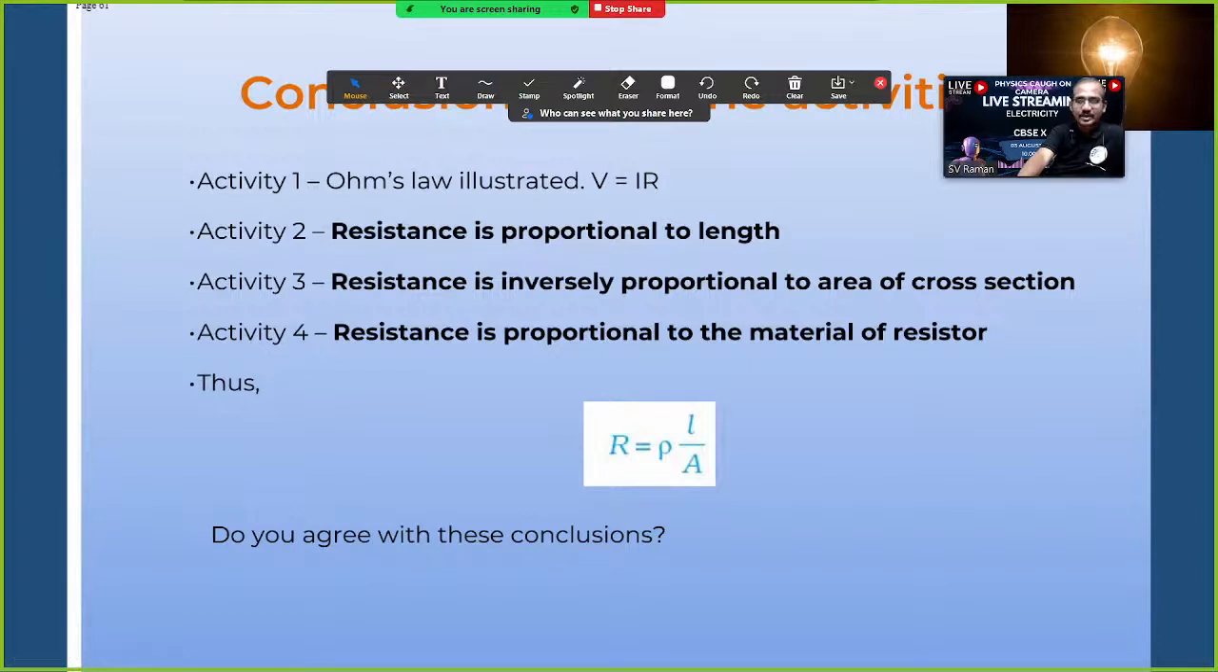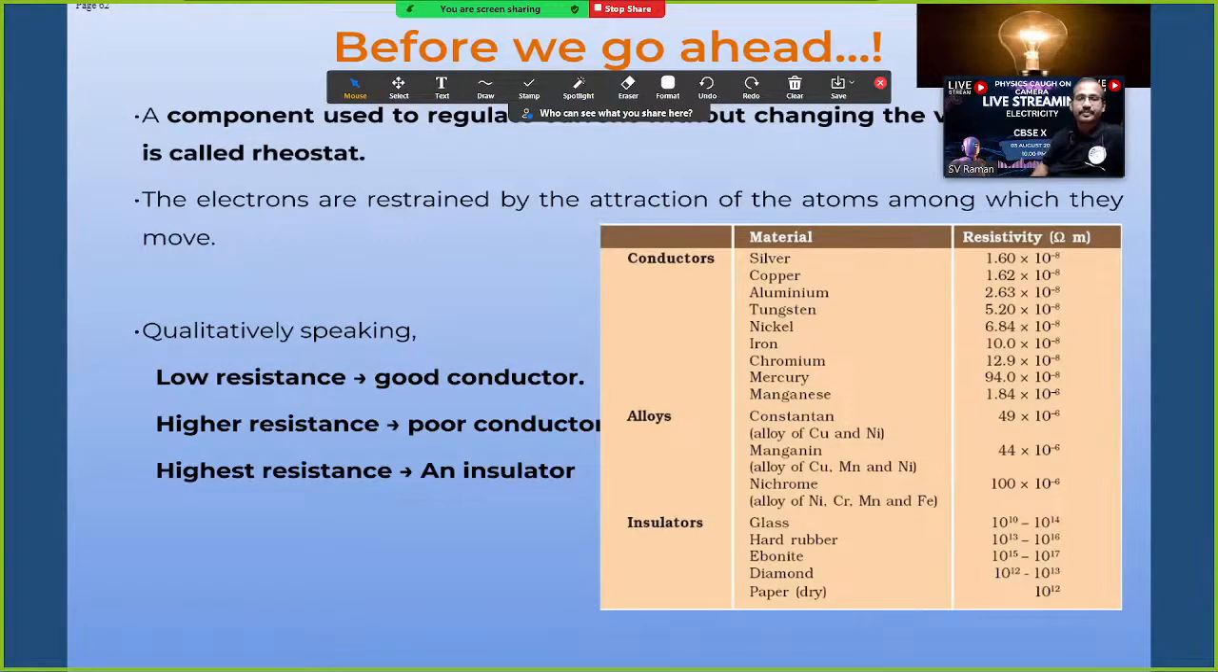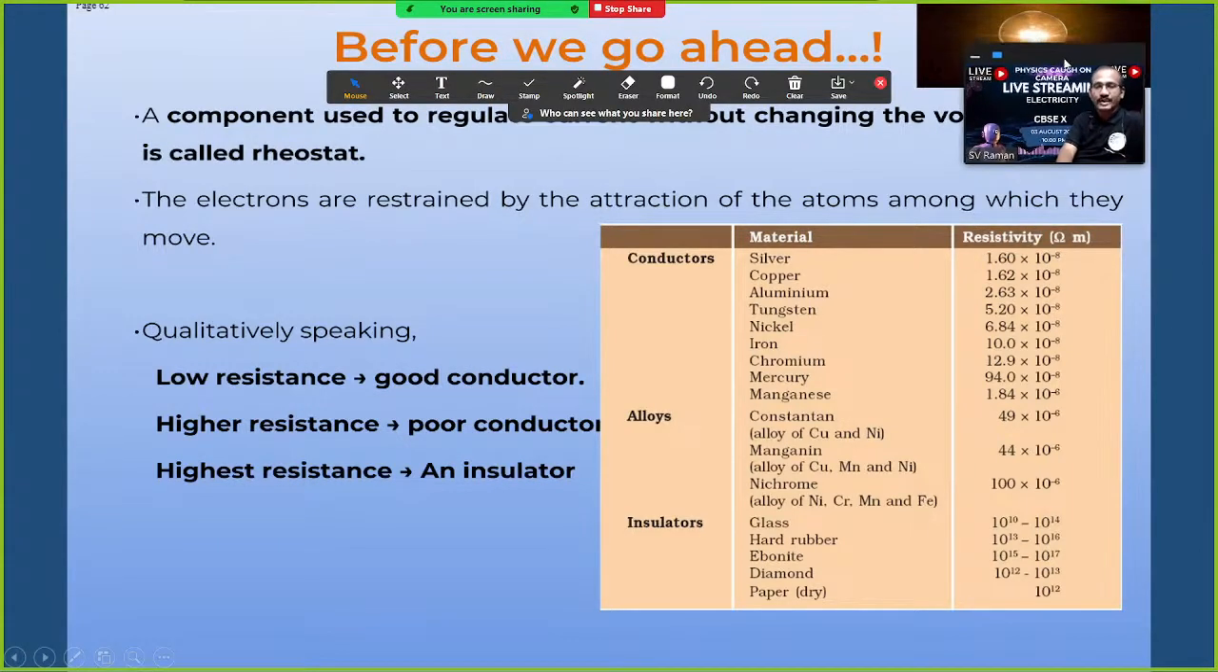The same thing we have discussed over here. R is equal to rho into L by A. Rho is equal to RA by L. You can see a component used to regulate or change the voltage source, called a rheostat. The electrons are restrained by the attraction of the atoms among which they move. So low resistance, good conductor; high resistance, poor conductor. Again, highest resistance is an insulator. You can see for each and every material what the resistivity is.